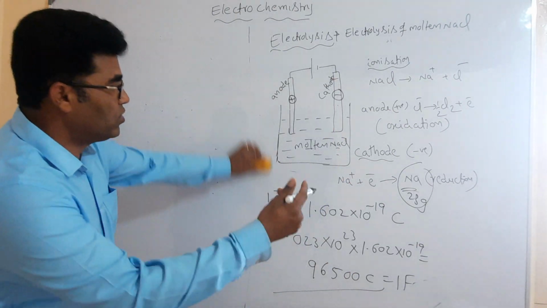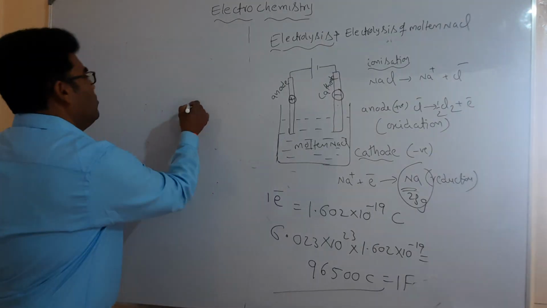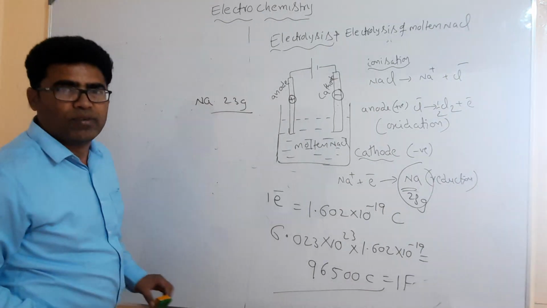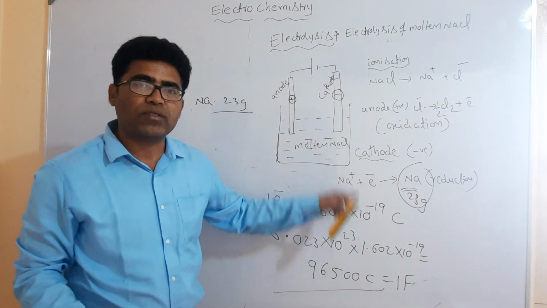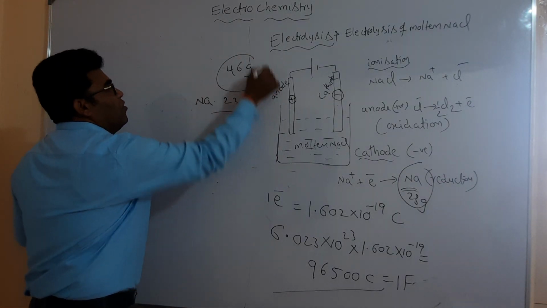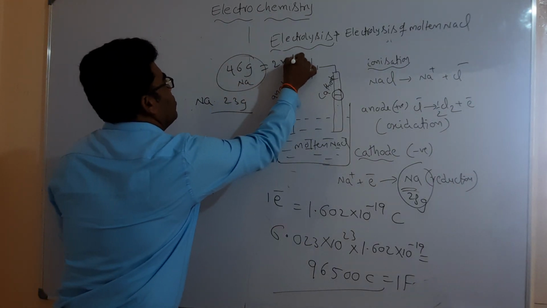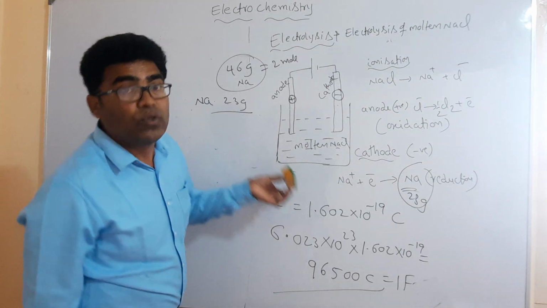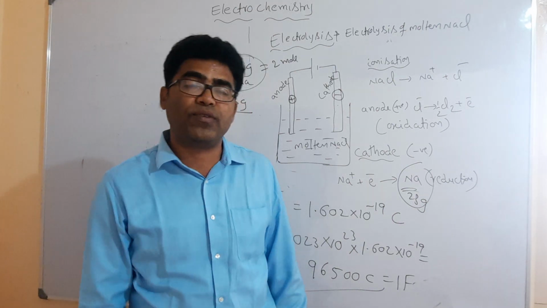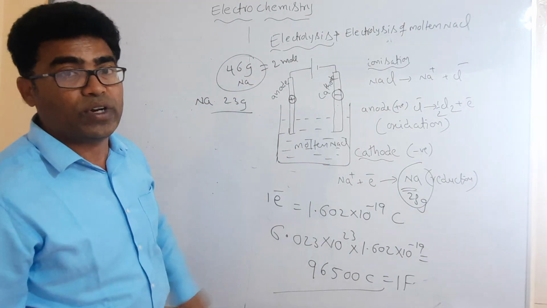Suppose, now some questions. For the deposition of 23 gram sodium, how much electricity do you have to pass? 1 Faraday. 46 gram sodium means 2 moles, 2 mole sodium or 2 gram atoms. That mole concept I didn't discuss now. If you have an idea of the mole concept, then only you can understand. 46 gram sodium means 2 mole sodium.